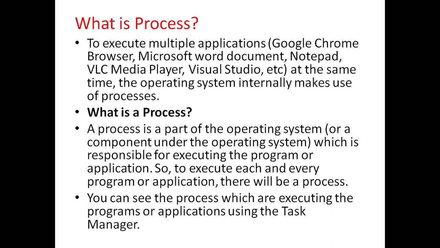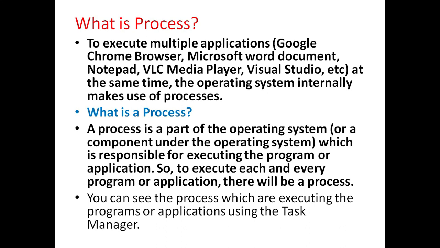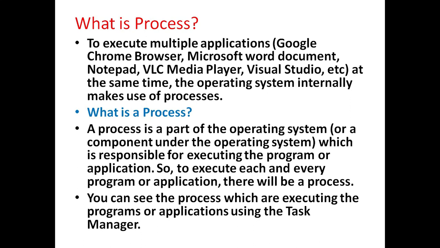Then we will see what a process is. To execute multiple applications at the same time, the operating system internally makes use of processes. A process is a part of the operating system, or a component under the operating system, which is responsible for executing the program or application. So to execute each and every program or application, there will be a process. You can see the processes which are executing the programs or applications using the task manager.